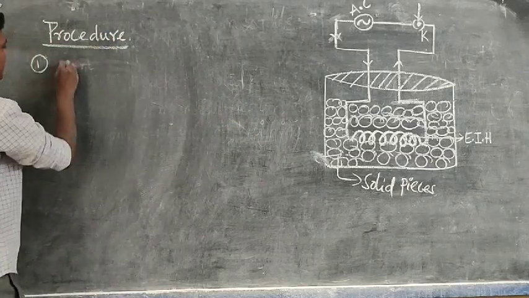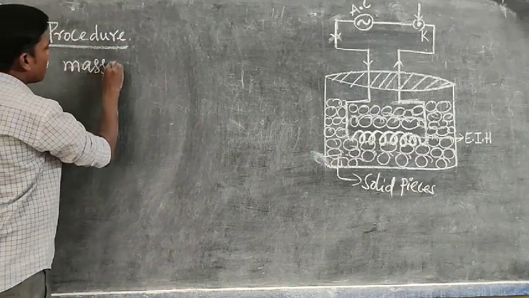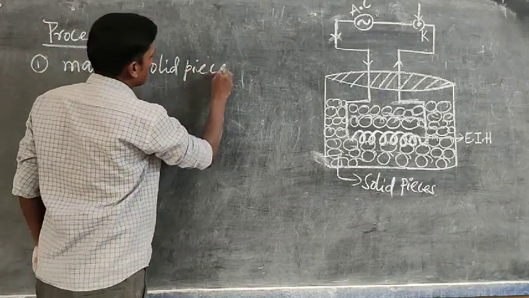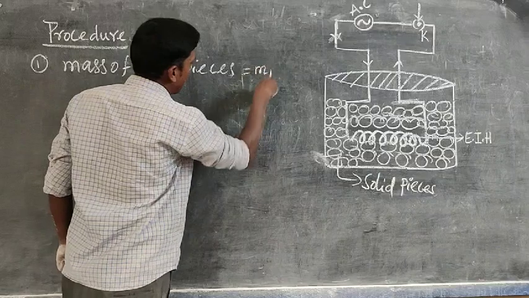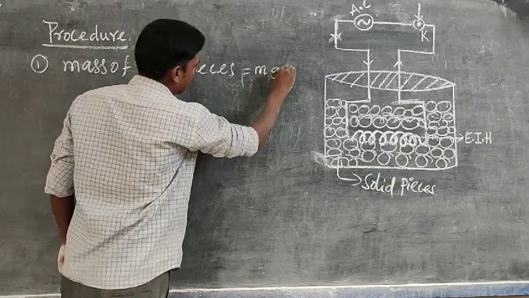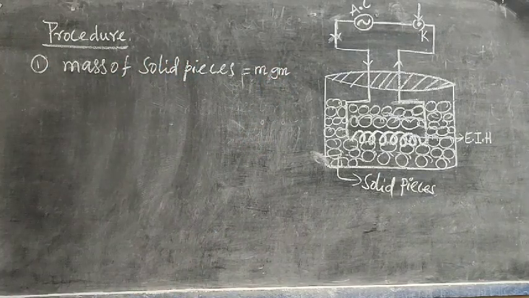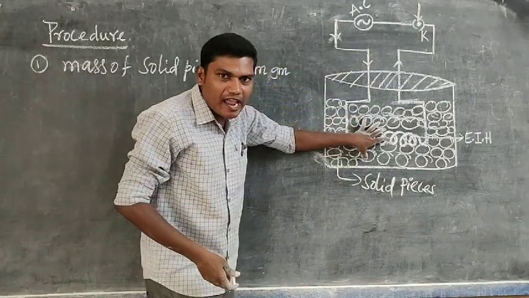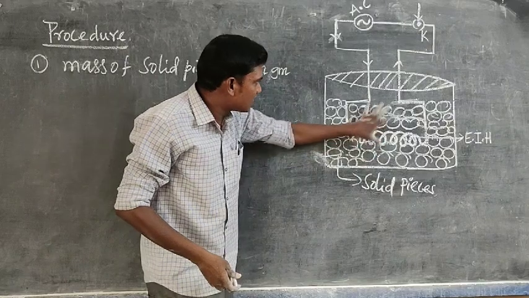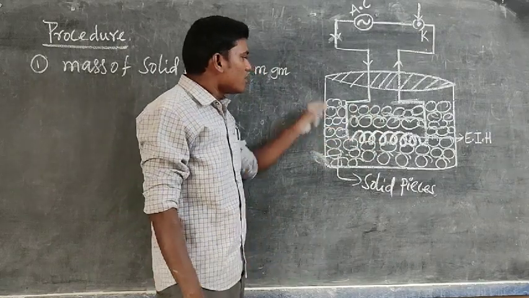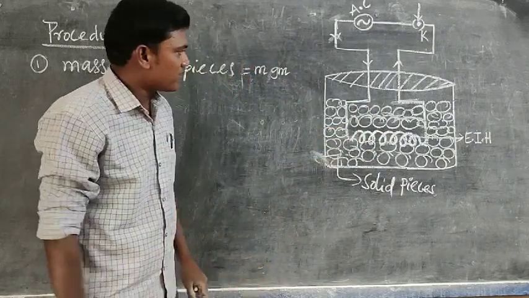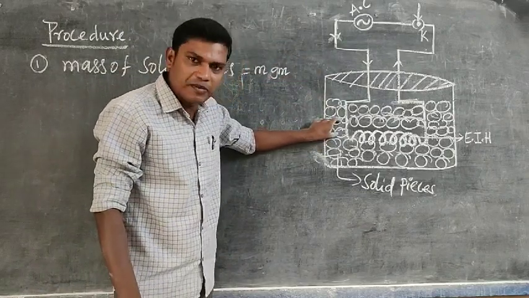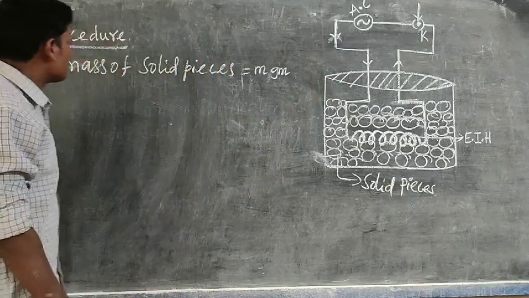Simple, I will write here: mass of solid pieces, that is valued as m grams. After that, this m grams of the solid pieces we take into an empty beaker, and after that, we can take a thermometer. The thermometer is placed into the solid pieces and measures its initial temperature.